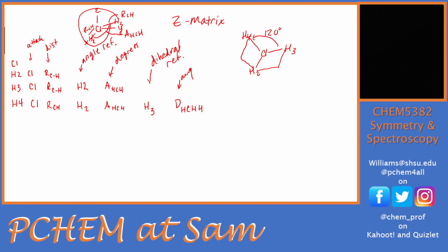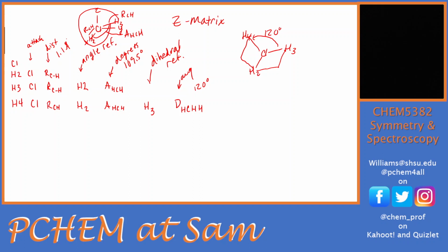So you define the first H2, carbon, H3, and then the dihedral to H4. So that's why there's 4 centers here, and that's going to be the angle 120. This one was 109.5, right? And this was 1.1 angstroms, roughly.